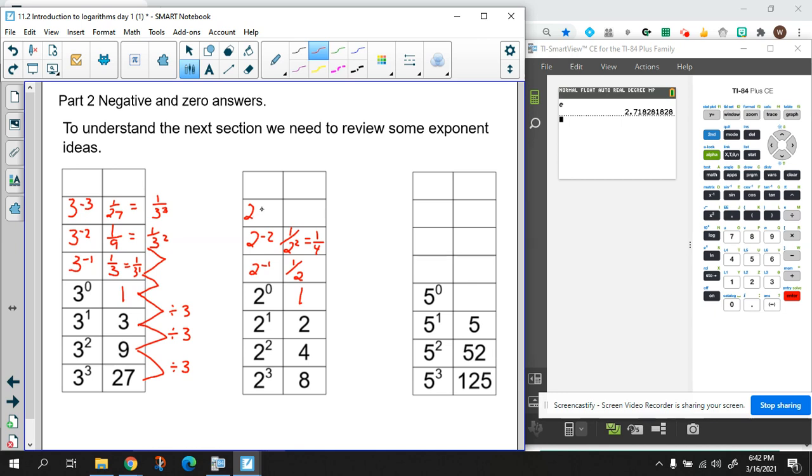2 to the negative 3 would be the same as 1 over 2 to the third power, or 1/8. And 2 to the negative fourth would be the same as 1 over 2 to the fourth power, or 1/16. And it happens again and again and again, no matter what numbers we choose to use. That's the same as 1 over 5, 5 to the negative 2, 1 over 5 squared, or 1/25. Pause the video and write down the notes that you think would be helpful for you moving forward.